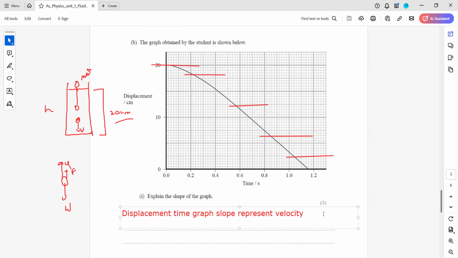So slope represents velocity. What will happen? Initially, the slope is 0, so it is at rest. When released, the slope increases, which shows velocity is increasing.